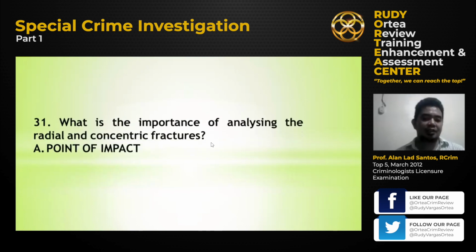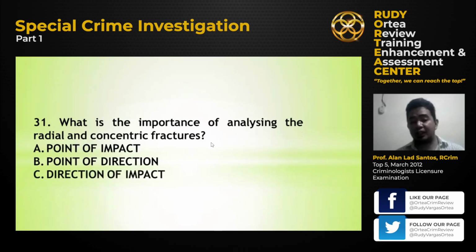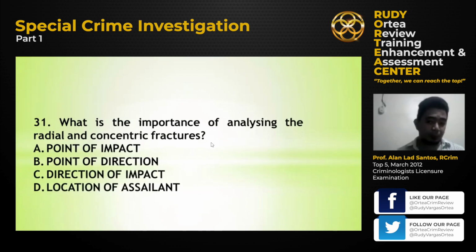So anong importance para pag-aralan natin ang radial and concentric fractures? What is the importance of analyzing the radial and concentric fractures? What is your answer, guys? Tama si Mexico. The answer is point of impact. Saan yung point of impact? O saan siya binasag? Anong side siya binasag?